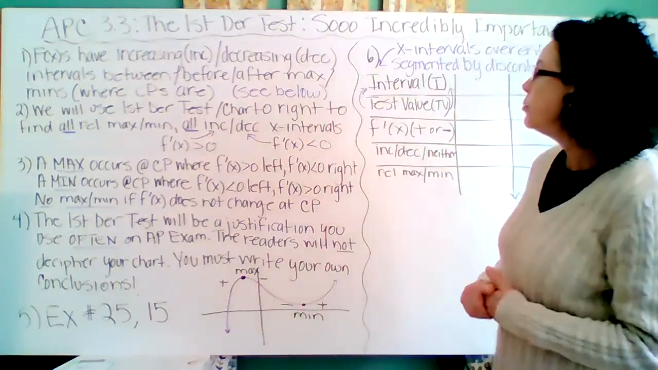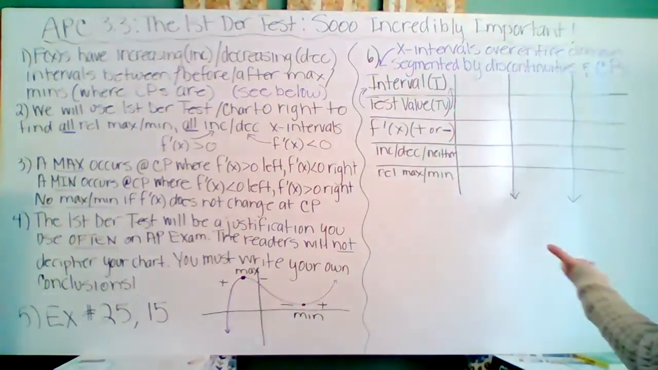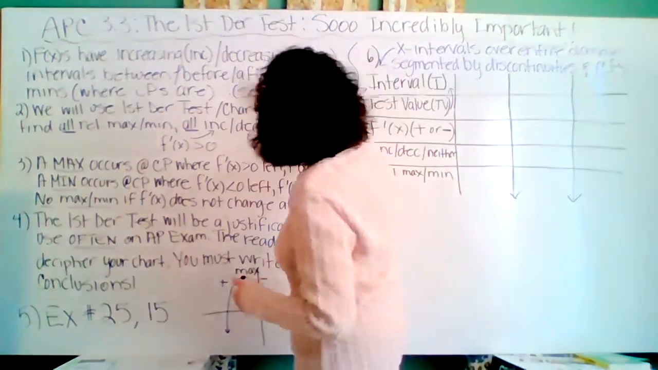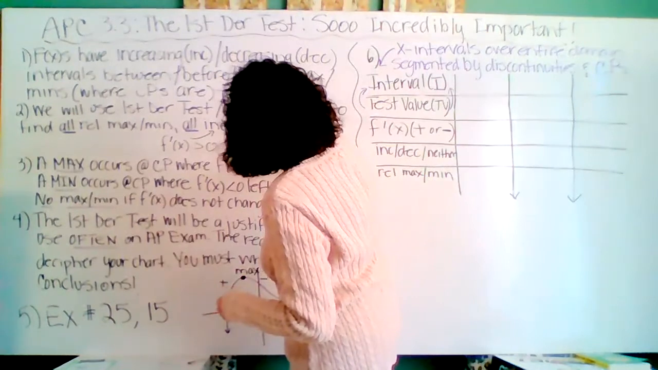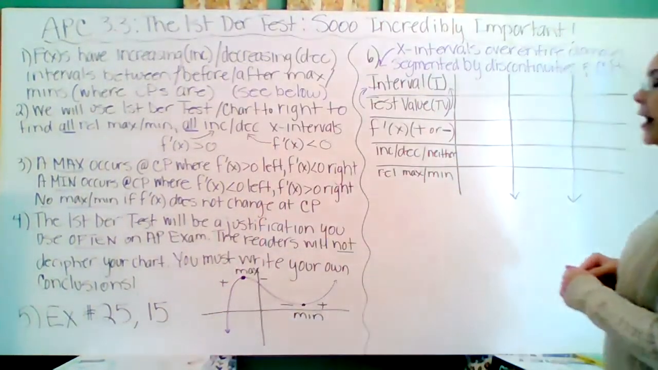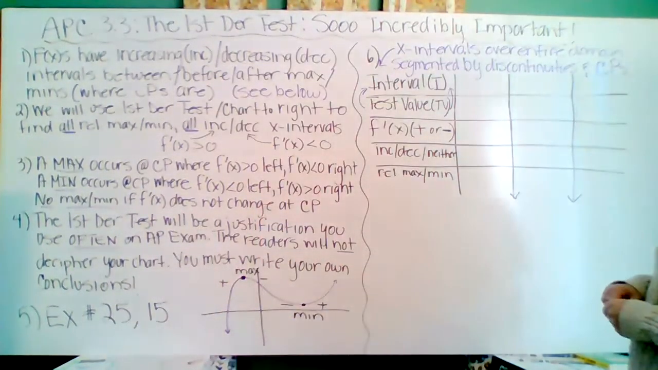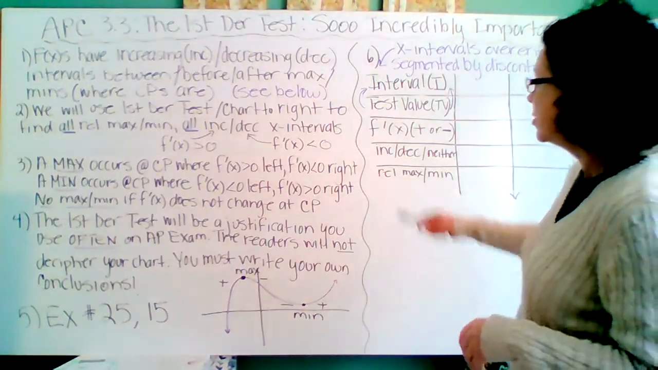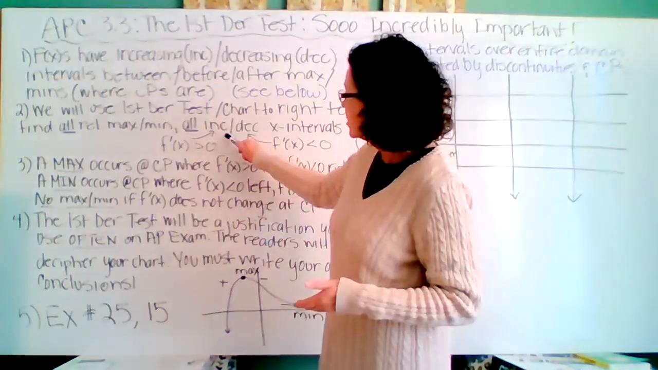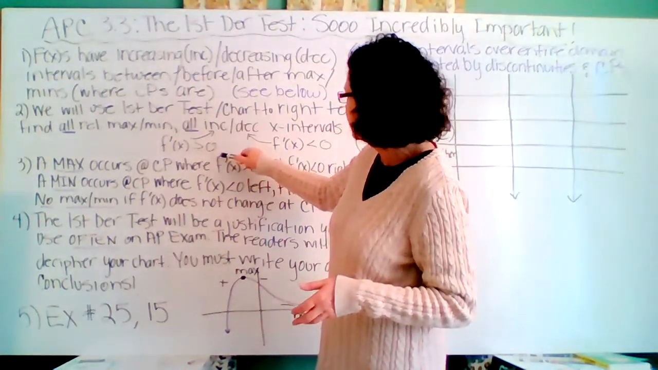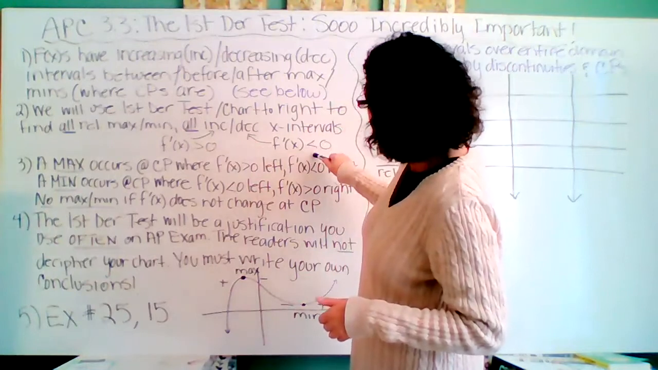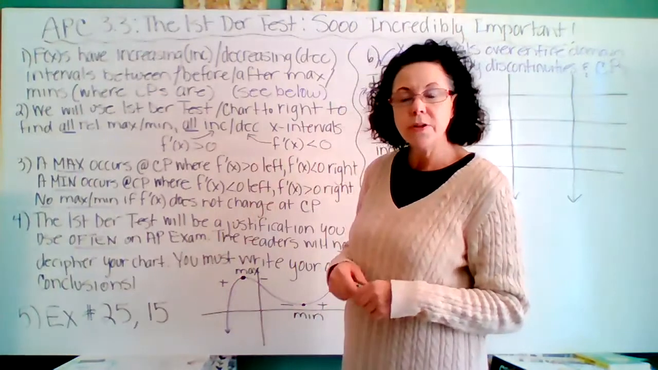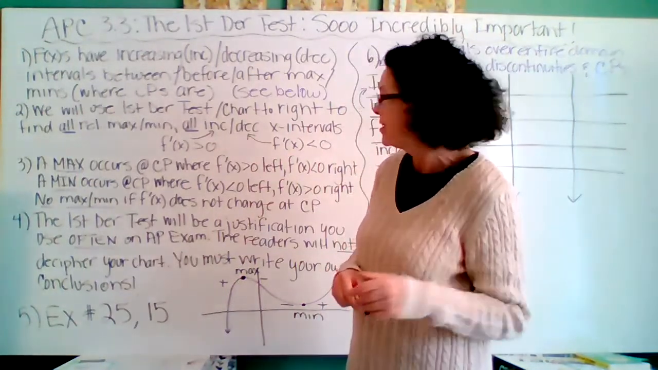So number 2, we will use the first derivative test or chart to the right, to find all relative maximums and minimums, right? I forgot a T right here. And all increasing and decreasing x intervals. Again, increasing is where the derivative is greater than 0. Decreasing is where the derivative is less than 0. Notice max and mins are occurring where the derivative is 0 or undefined, right?